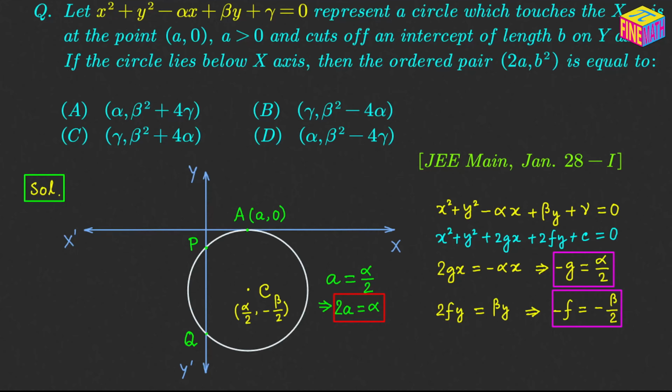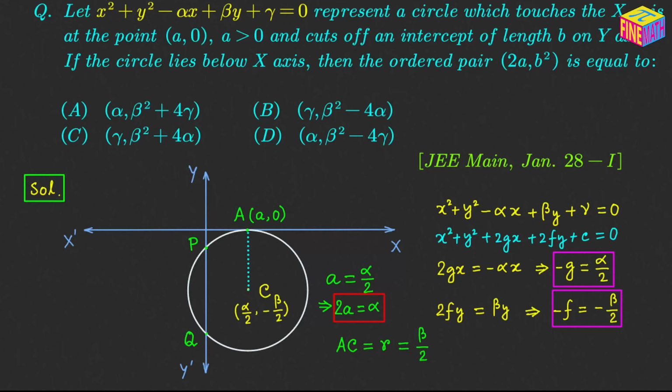Now let me join the points A and C. That will represent the radius of the circle, and the absolute distance AC can be denoted as the radius of the circle, which we can write as half of beta. Even though the y-coordinate of the center has been denoted as -half of beta, we are talking about just the radius.